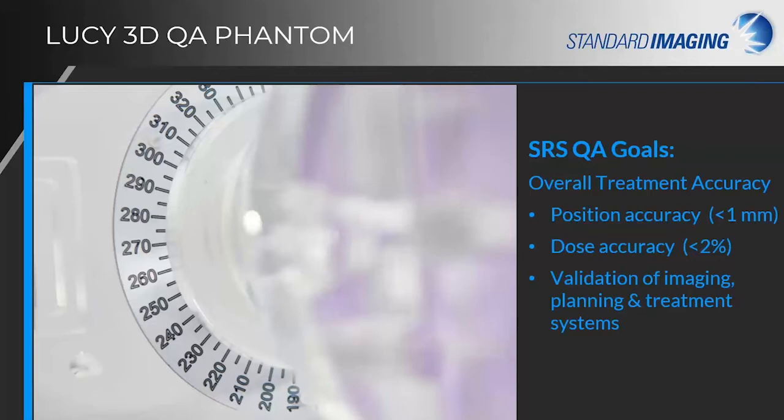So stereotactic goals, and if you're starting a stereo practice, what does that mean? You're looking, of course, to do safe and effective stereotactic QA for a stereotactic program, because after all, delivering just a few fractions at high dose rates can be daunting. Precision and accuracy are of the utmost concern as you care for your patients, so products that provide that should be chosen carefully. Stereotactic goals, of course, include positional accuracy, dose accuracy, validation of imaging, planning, and treatment systems.